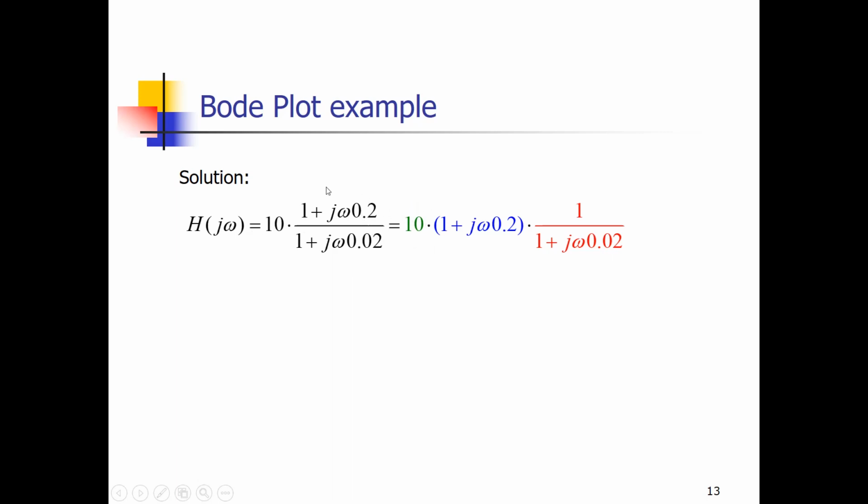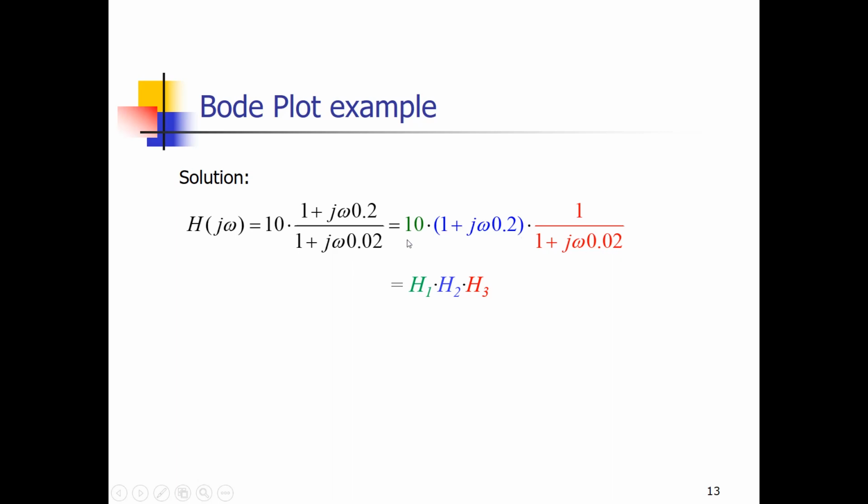We split off the numerator over here, which is this system, which we call a biased differentiator, and we split off the function 1 over 1 plus j omega times 0.02, which is the red system, a biased integrator. So we split up this combined system in 3 different systems, and we call this one H1, this one H2, and this one H3. And now we are going to do the same thing as in the previous example.